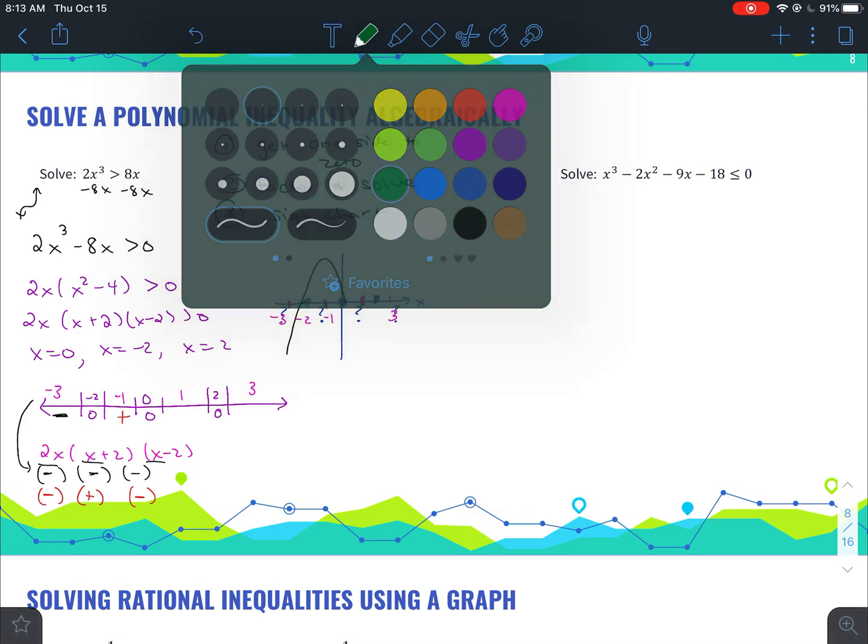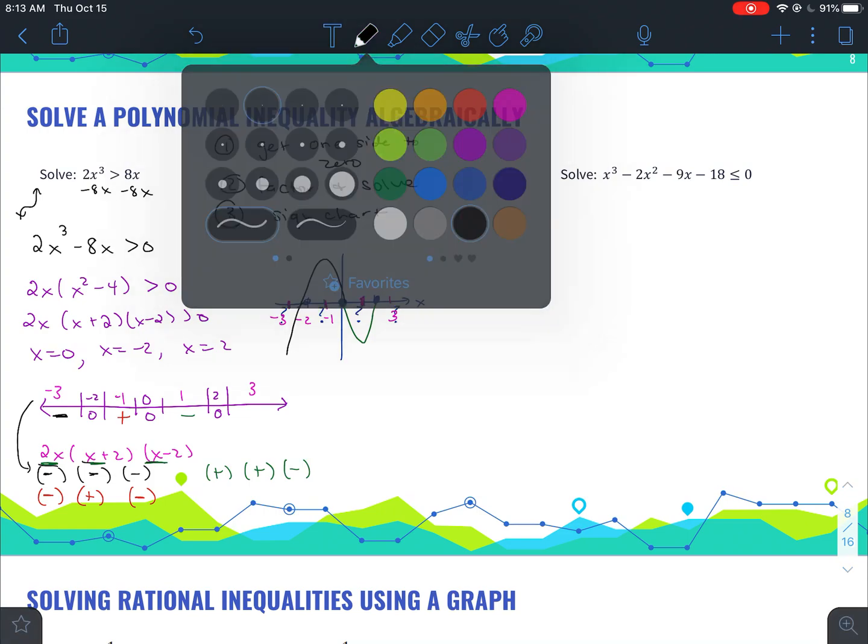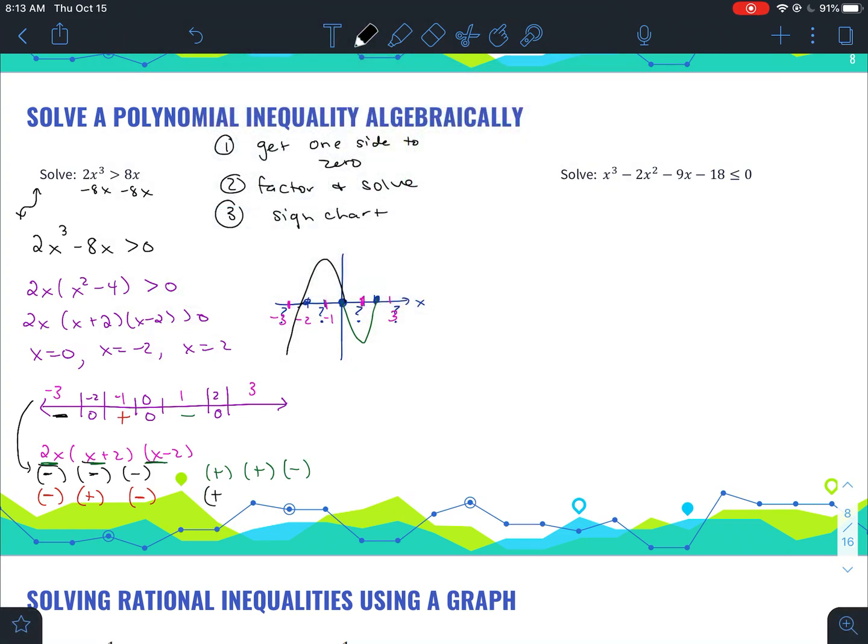And then if I plug in positive 1, I would get a positive because 2 times 1 is positive. 1 plus 2 is positive, and 1 minus 2 is negative. So again, when I plug into these three factors, I get a positive times a negative, so that's negative. So all of those values between negative 2, 0 and positive 2 are going to be negative. And now let's plug in 3. So if I plug in 3 to all of those, I get a positive times a positive times a positive, because 2 times 3 is positive, 3 plus 2 is positive, and 3 minus 2 is positive. So again, I get a positive. And all of that matches up with what should have happened on the graph.